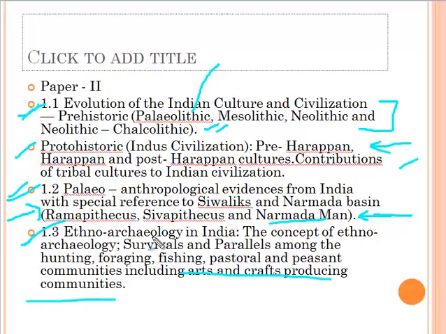Survivals are those cultural items which do not have significance right now, which do not have any particular functional use, but they are still present and they were used in the past. And parallels means things which are the same in different societies. Their mode of evolution could be different, how they came into existence could be different, however they are found among different communities, like rafting or something like that. So this will be covered in 1.3.